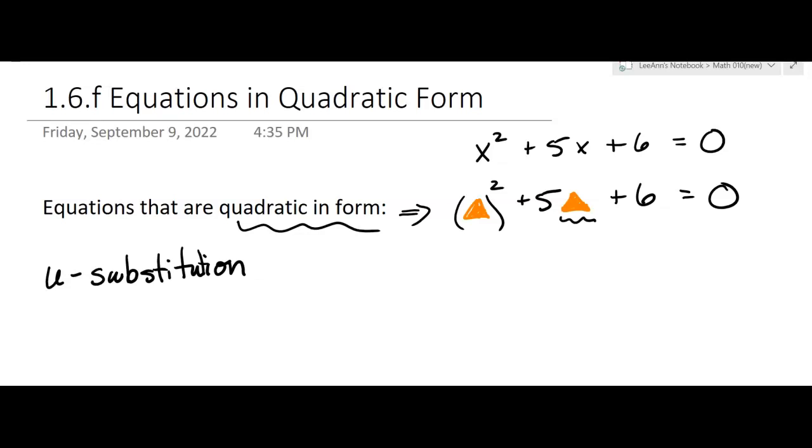Usually I think it's easiest to tell students just pick it out of the middle term. So we're going to say orange triangle. Now, I'll write it this way. U equals orange triangle. And then what happens is you get to replace the orange triangle with the letter U. So then you have U squared plus 5U plus 6 equals 0. This factors.